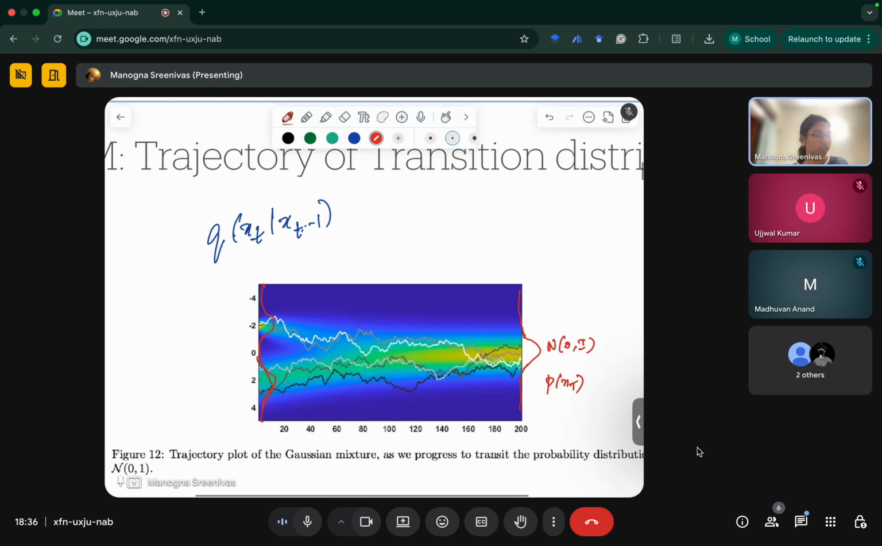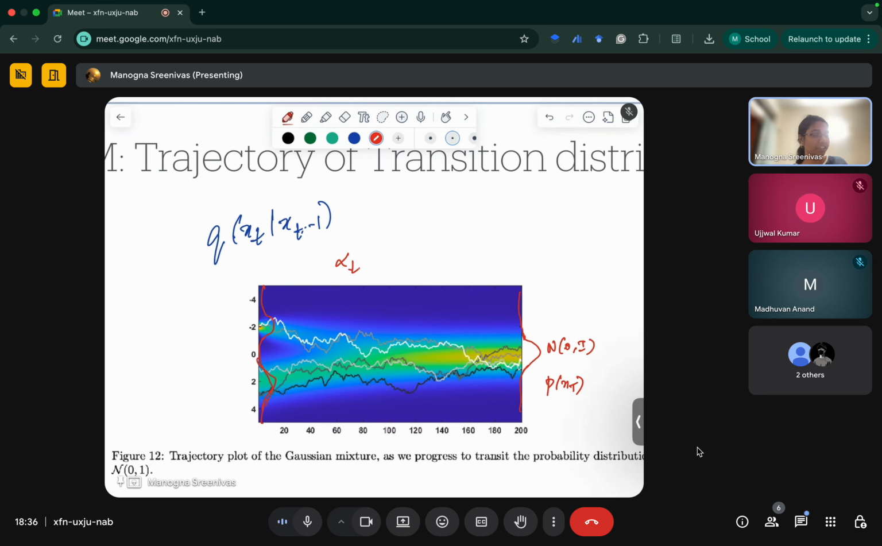By choosing alpha t carefully, irrespective of where you start, you're eventually converging towards a Gaussian for large time steps. As t tends to infinity, we are saying that xt converges to, like, this is a 200 time step run, a good number of steps, and it converges to a standard Gaussian.